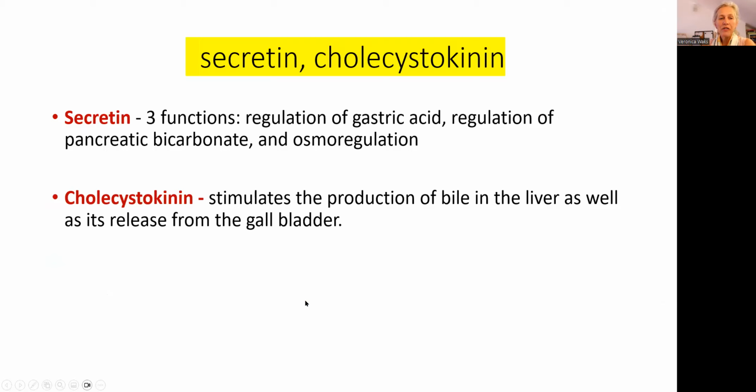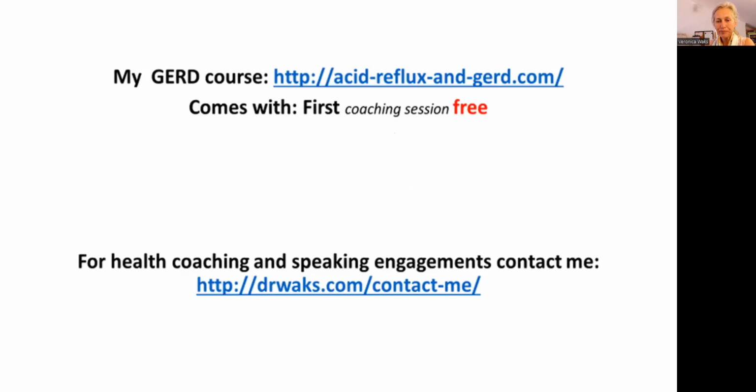Secretin has actually three functions as a hormone. It regulates production of hydrochloric acid, regulates pancreatic bicarbonate production, and it defines osmolarity, how many minerals are in the solution in the small intestine, and depending on how many minerals, the water will get absorbed from the small intestine into the bloodstream. Cholecystokinin is responsible for production of bile from the liver and contraction of the gallbladder.